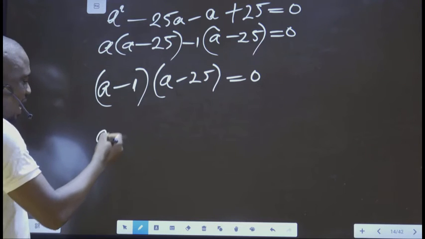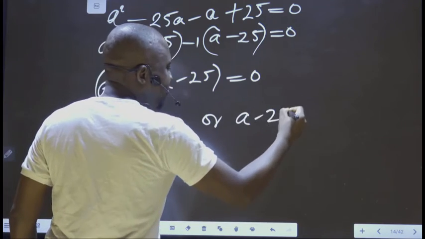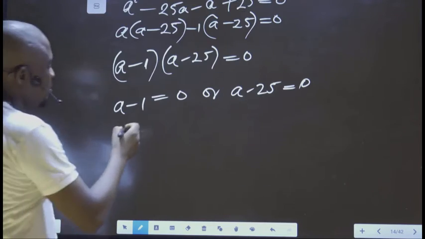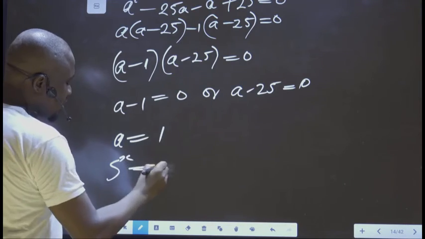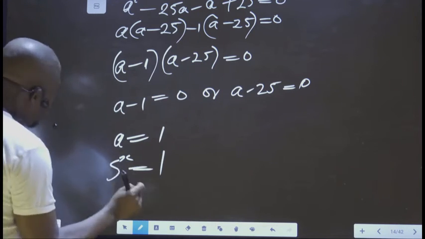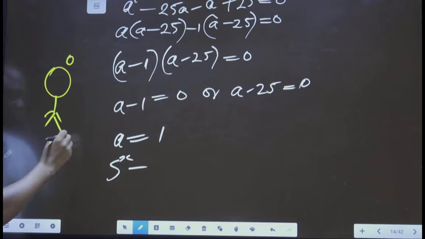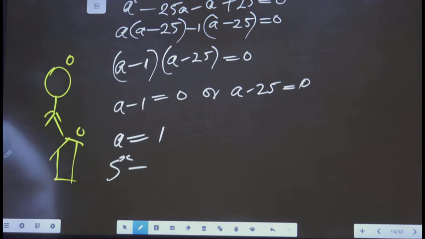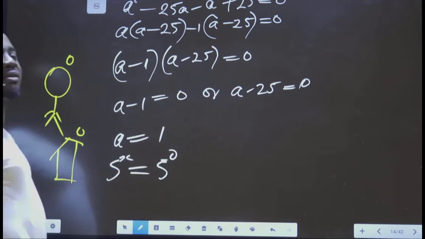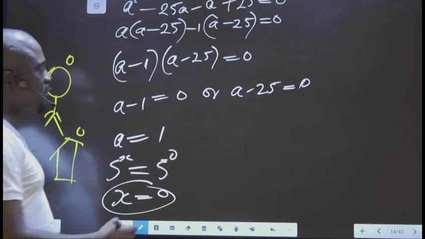I can therefore say A minus 1 equals 0, or A minus 25 equals 0. What is A? A is 5 raised to power x. So if A is equal to 1, what is the meaning of 1? 1 could be this guy raised to power 0 is 1. So I can also say 5 raised to power 0 is 1. Therefore, x is equal to 0 because the bases are equal now. That is the first part of it.